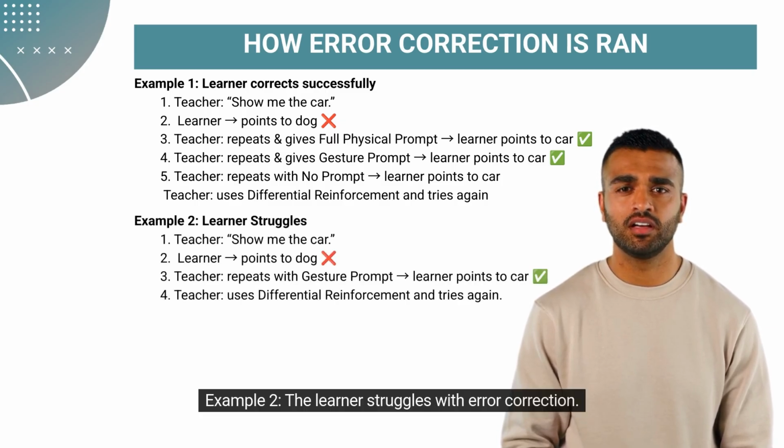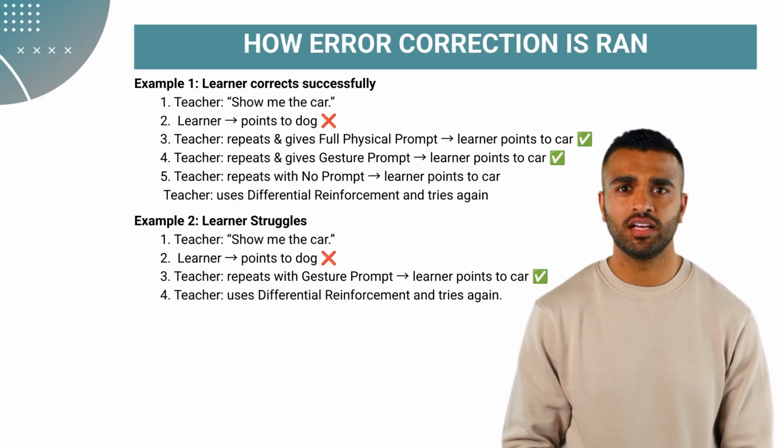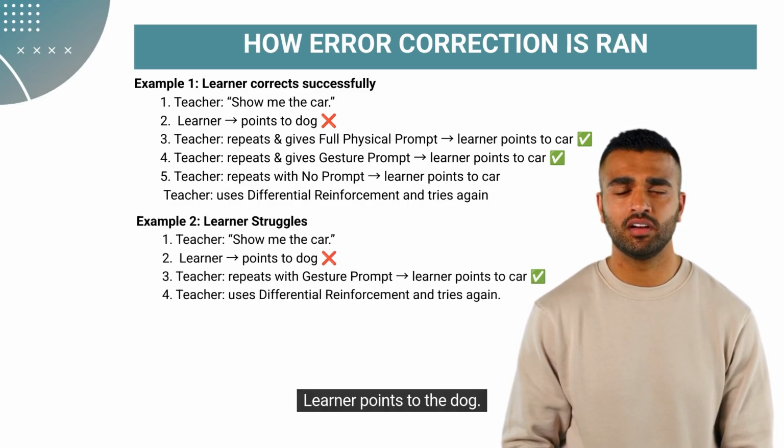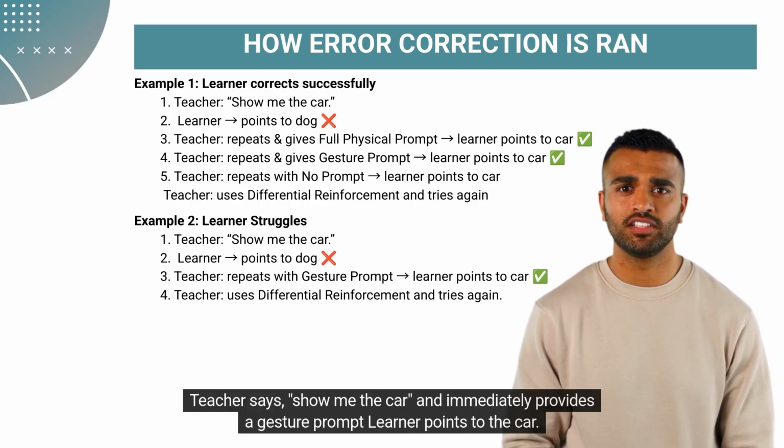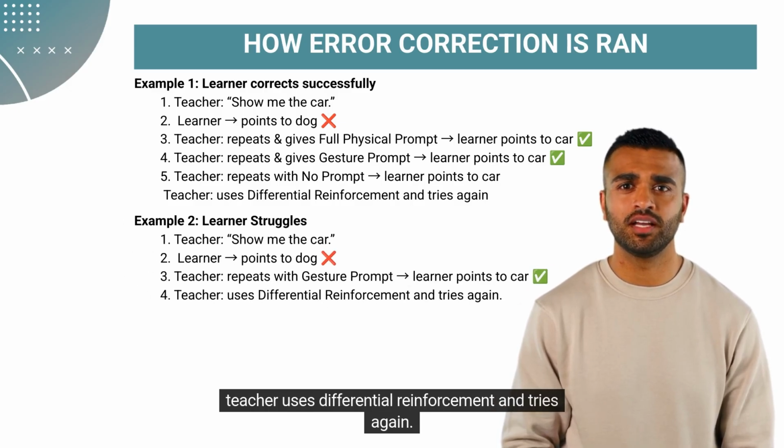Example 2: the learner struggles with error correction. The teacher has two toys in front of the client, one is a dog and the other is a car. The teacher states, "Show me the car." The learner points to the dog. The teacher says, "Show me the car," and immediately provides a gesture prompt. The learner points to the car. The teacher uses differential reinforcement and tries again.